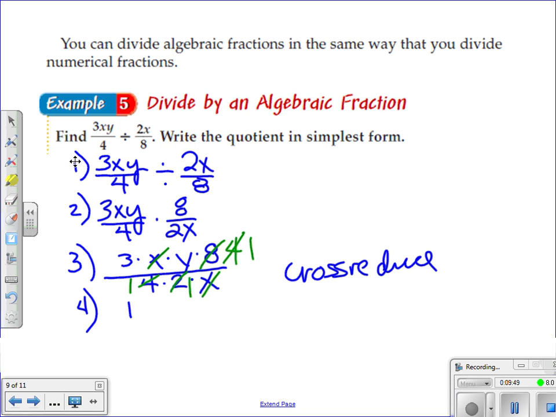Okay, so now what do we have on top? We have a 3 on top. 3 times 1 is 3, plus the y. We'll have our y there. And what do we have on the bottom? 1 times 1. So our answer is, and that is not in simplest form. This would be simplest form, for 3y over 1 is 3y.